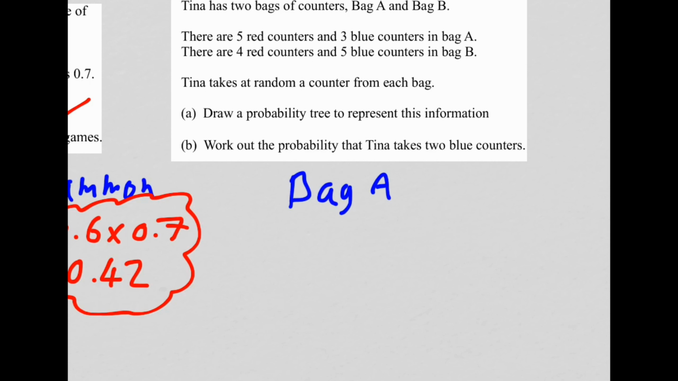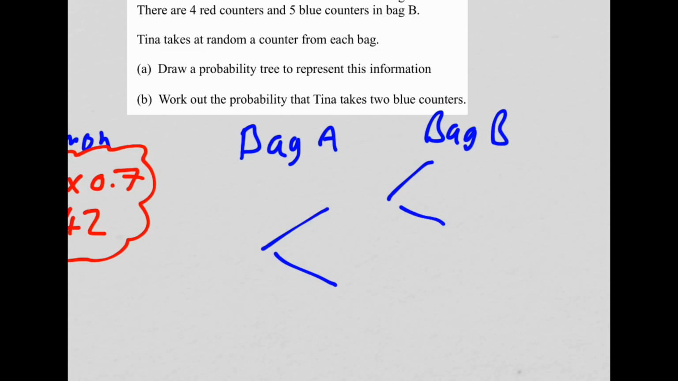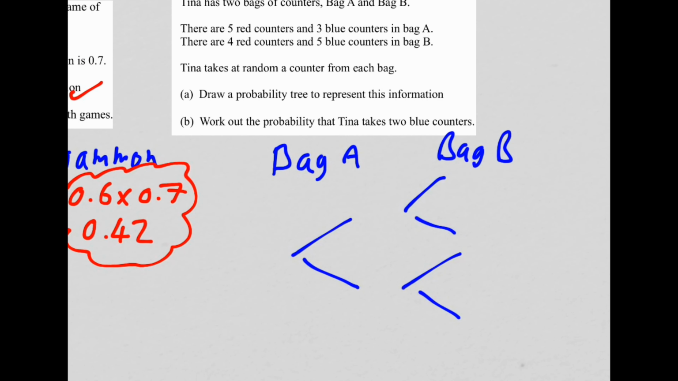We have bag A, and we have bag B. There are 5 red counters and 3 blue counters in bag A. So let's do our branches here for bag A, and then 2 more for bag B, like this. And then we can label it already. Because I've got colours here, I'll put this one as red, and that one can be red, that branch there. That must mean that one's red as well. And I'll put blue, blue, and blue.